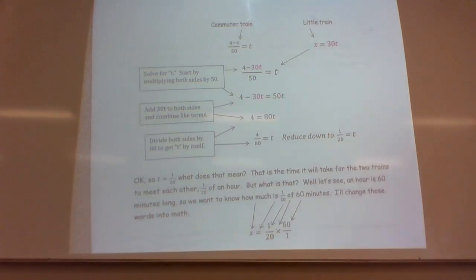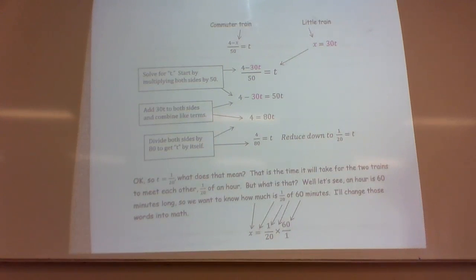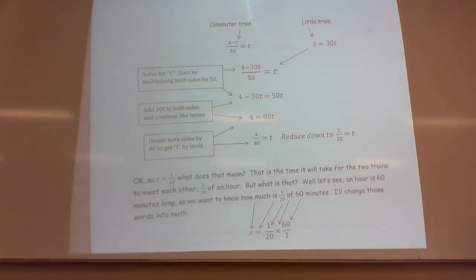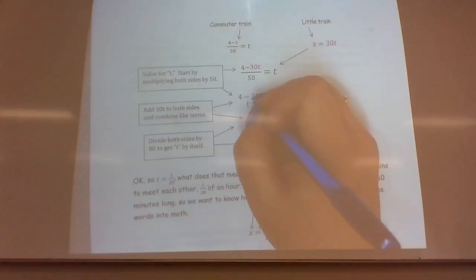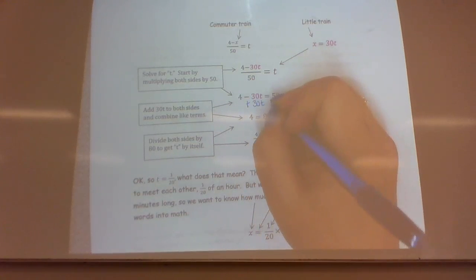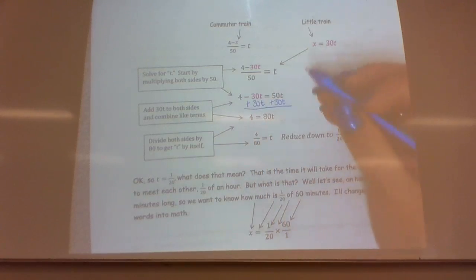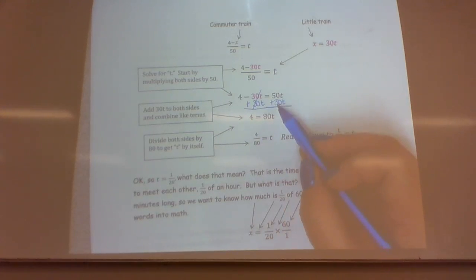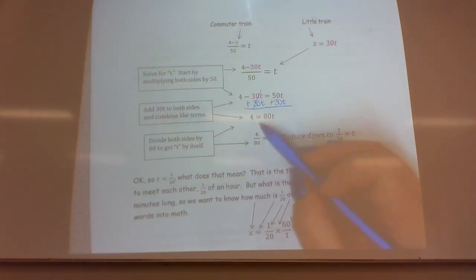So we've got 40 minus 30t over 50 equals t. And we're going to combine. So we're going to isolate. So this becomes plus 30, plus 30, right? And so these become 0. So we end up with 4 equals, and 50 plus 30 is 80. So 80t.